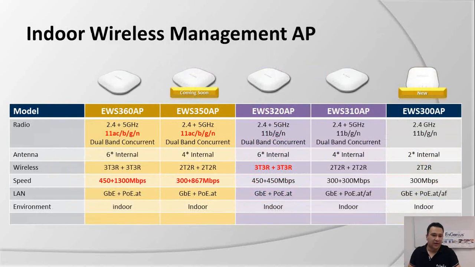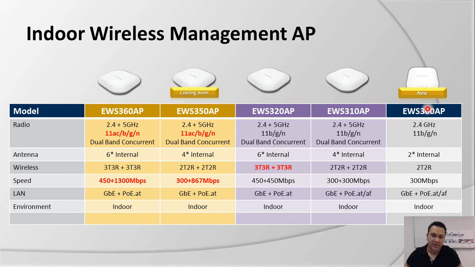If we go to the indoor access points, we see there is also a 350 version, actually also a 2T2R 11AC solution coming soon to have more, because we think that all the dual band solutions will gradually move to 11AC. So 11AC is going to be the standard. So we decided to extend our product line of the 11AC to make us ready for the future.